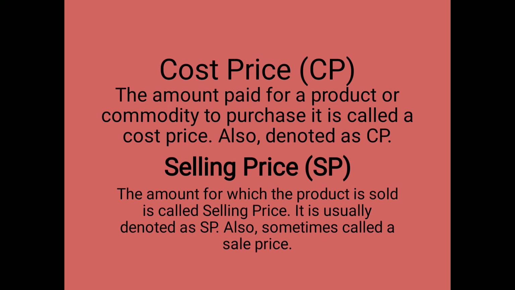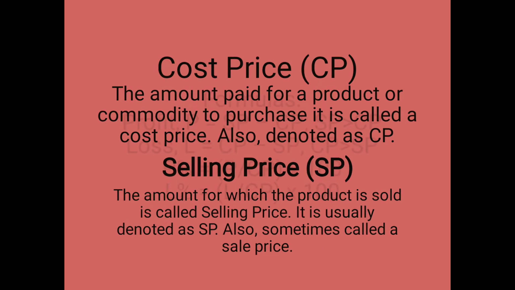And selling price, short form SP. The amount for which the product is sold is called the selling price. The amount which we paid for a product is called the cost price, and the amount for which the product is sold is called the selling price. It is usually denoted as SP and also sometimes called a sale price. So cost price is CP and selling price is SP.